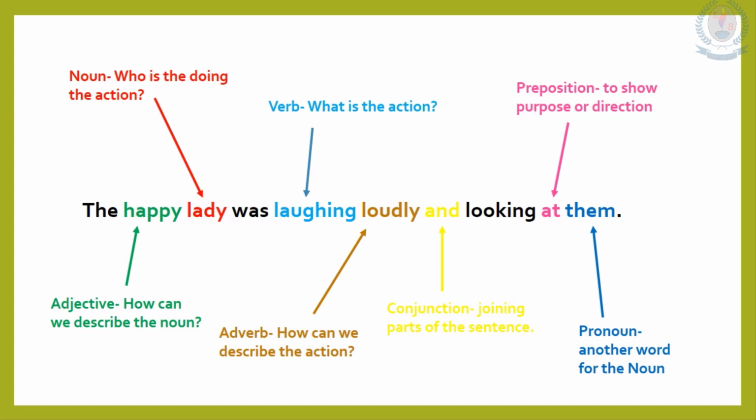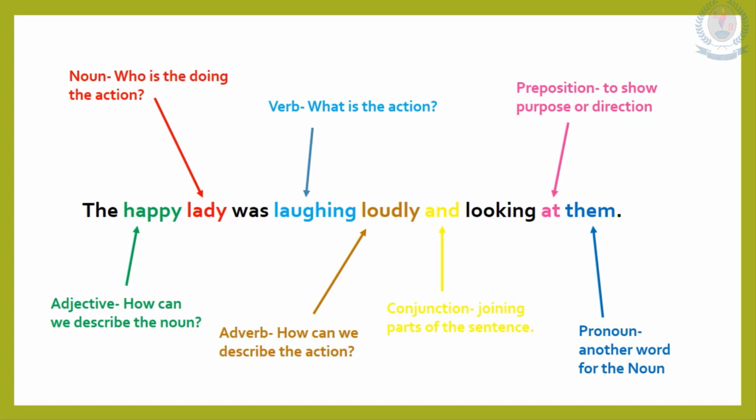Right. Next, what is the verb? The action that is being done. Laughing. Laughing is your verb. What is your adverb? How is laughing described? Loudly. Laughing loudly. The next word, and, is a conjunction. It's forming two parts of the sentence.